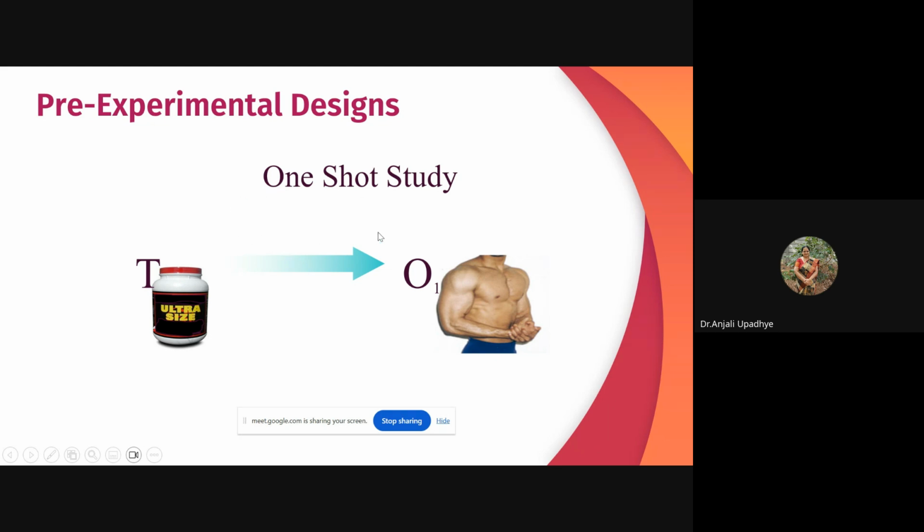Yesterday somebody asked me what a one-shot study is. The answer is that we are considering only one variable. It is a one-shot study. There is nothing behind it. We are not taking any history of the patient. We are not taking any previous records.